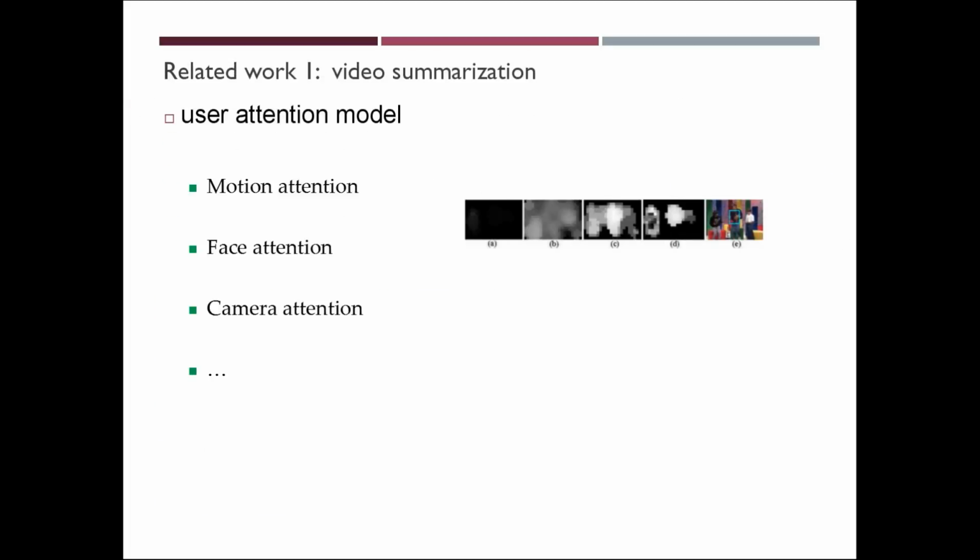There are two classes of related work. The first is targeting the video summarization. Basically, they use a user attention model. This is actually a multimodal, including motion attention, face attention, camera attention, and so on. For each model, they define a template and find those keyframes or representative frames for each category.